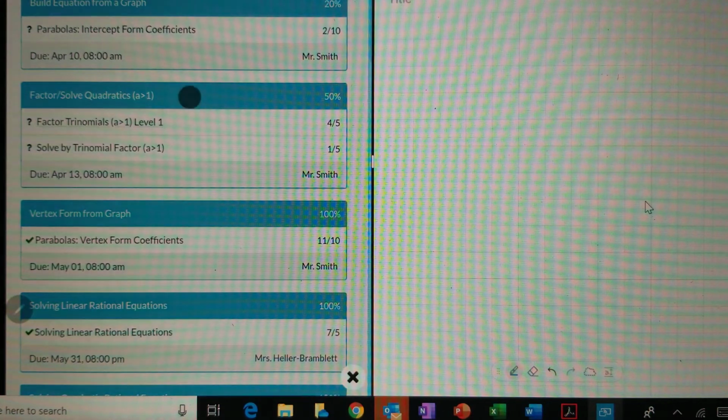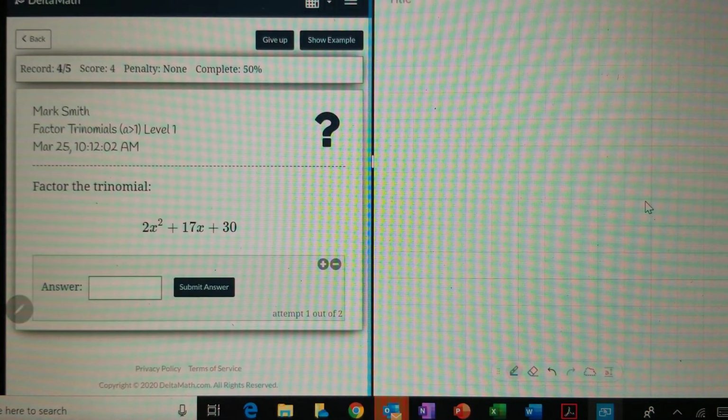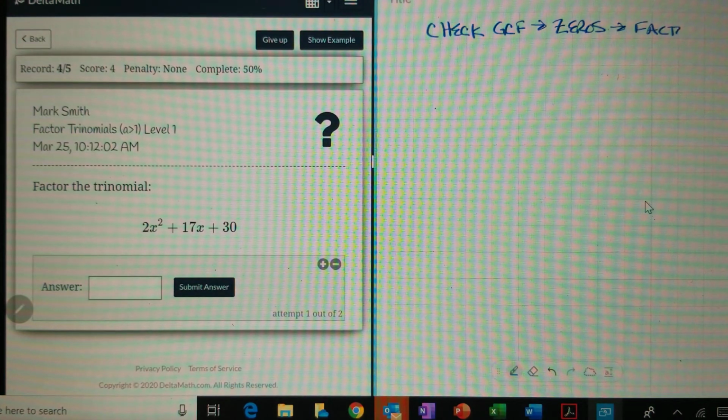I'm going to go over here and hit factors. All right, so we are going to go through 3 steps. Step 1 is check GCF. This is very important because your calculator will not give you a GCF. Then we're going to find our zeros. Then we're going to find our factors. So 3 steps.